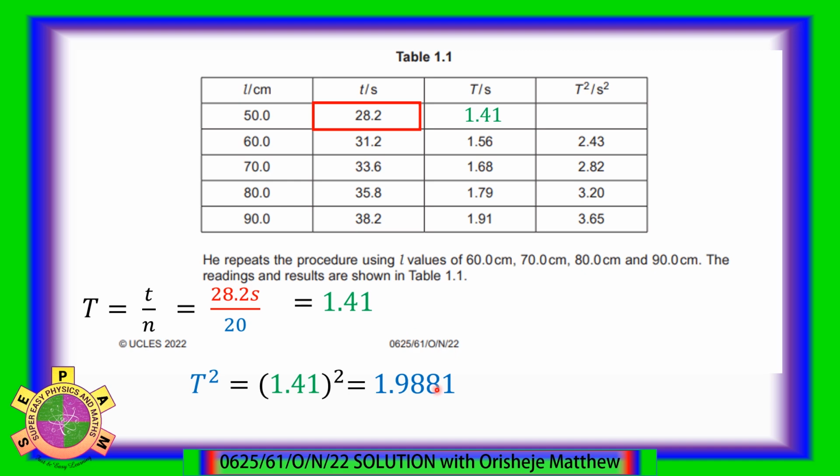Now to calculate the square of the period, that is T multiplied by T. That will give us 1.9881. You have to keep the number of decimal places consistent, 2 decimal places like what you have here on the table. So we have to approximate this, and that will give us 1.99 seconds squared.